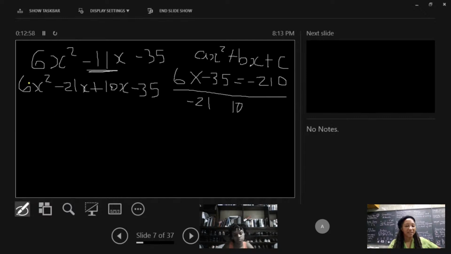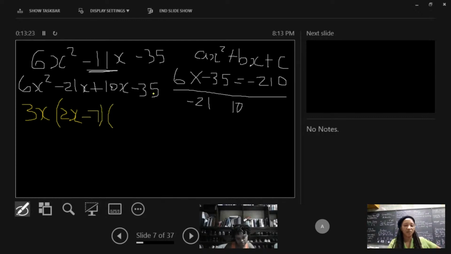So the common factor of 6x squared and negative 21x would be 3x. 3 can go into both terms. If we pull out 3x from 6x squared, we're left with 2x. And if we pull out 3x from negative 21x, we're left with negative 7.